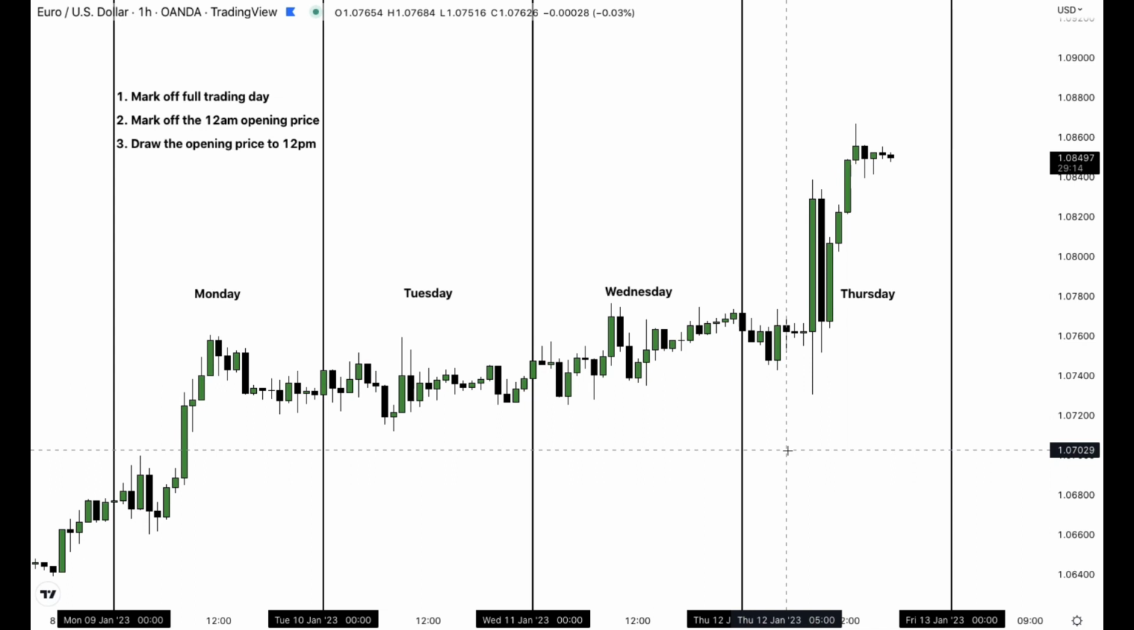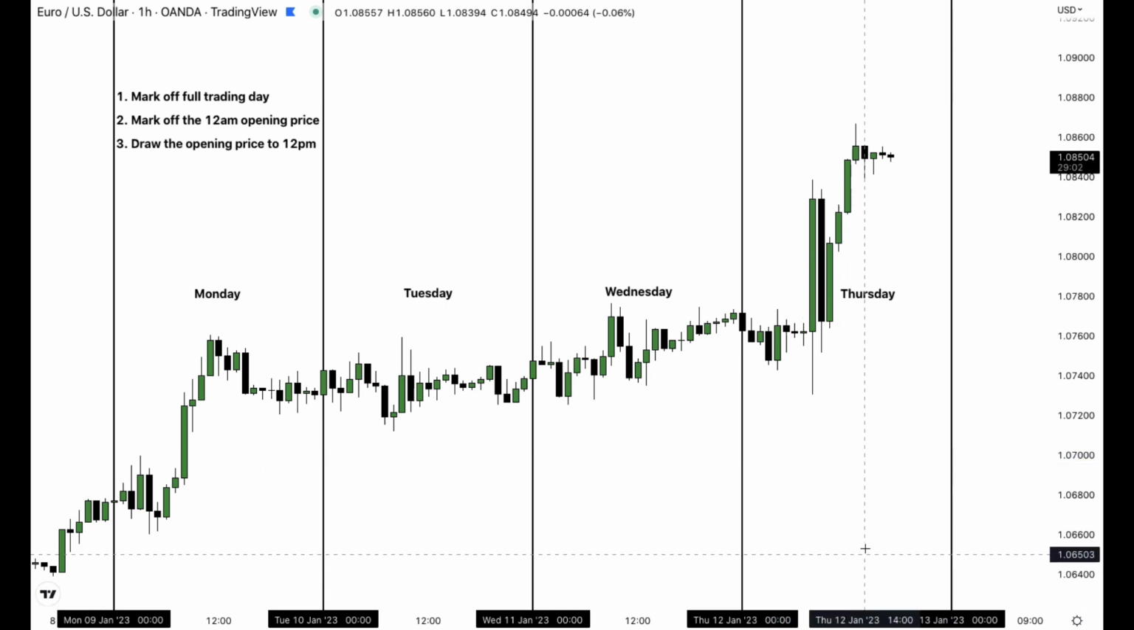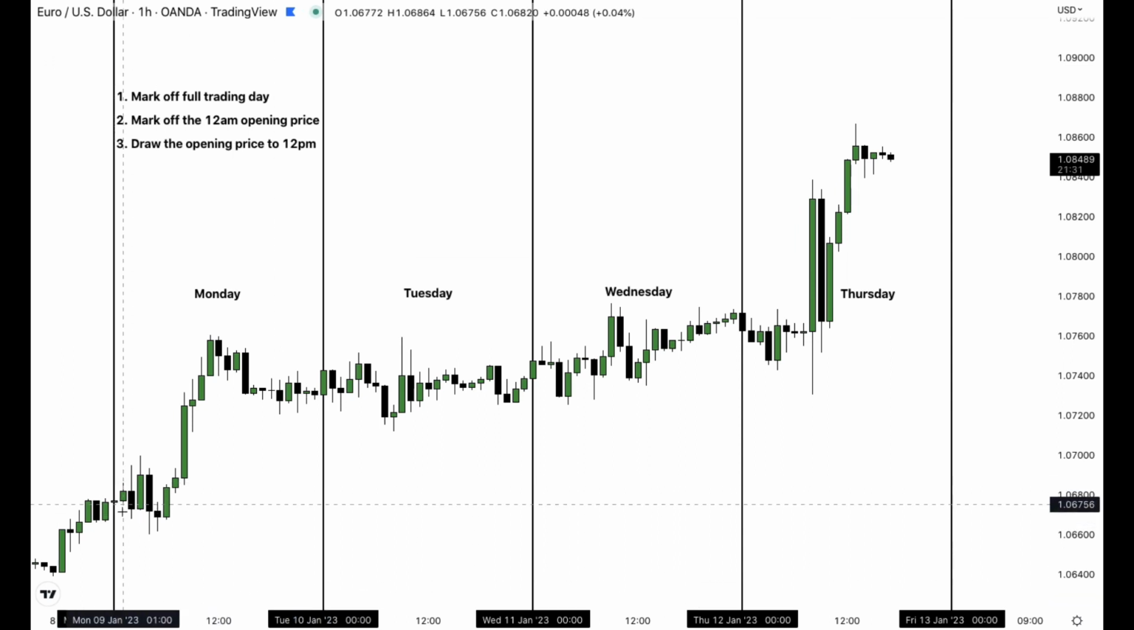Now next, I need to find the opening price to each one of these days, which is going to be 12 a.m. midnight opening price, New York Eastern Standard Time. Now, if you don't know what New York Eastern Standard Time is where you live in the world, just change your trading view settings to UTC New York and find 00 GMT. That is going to be midnight opening price or 12 a.m. in New York Eastern Standard Time. That would look like this, finding 12 a.m., the opening price, and drawing it out to 12 p.m.